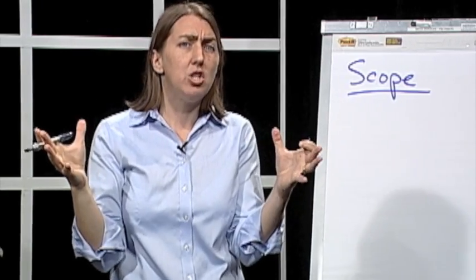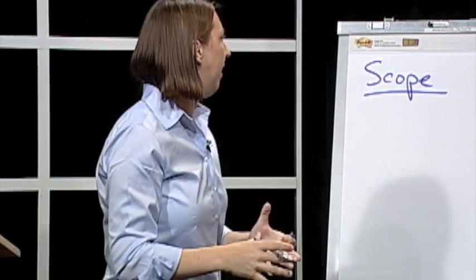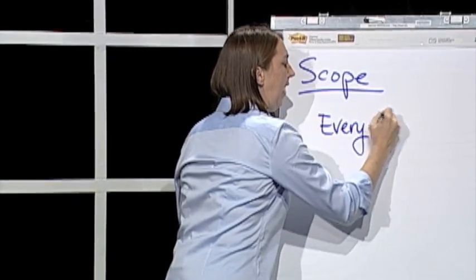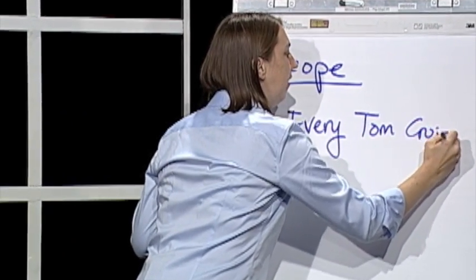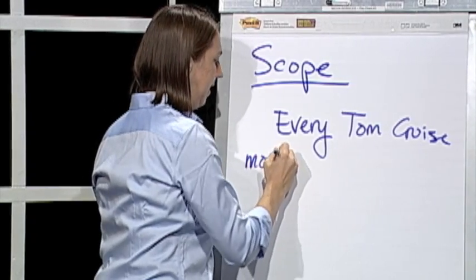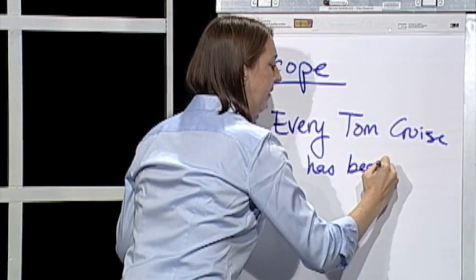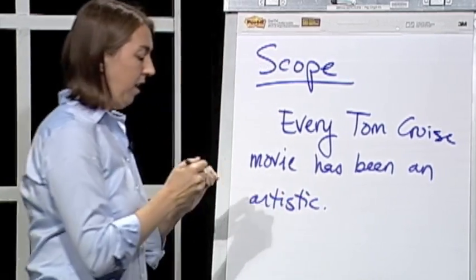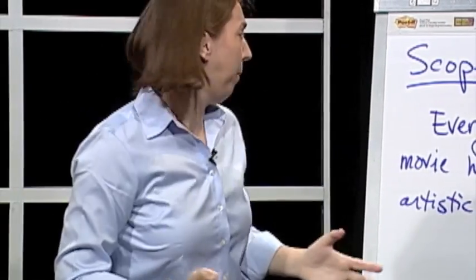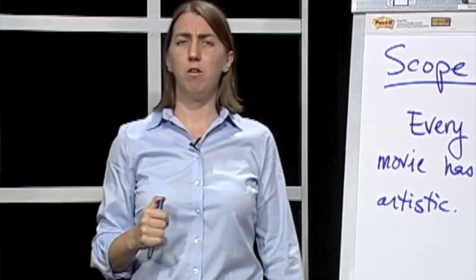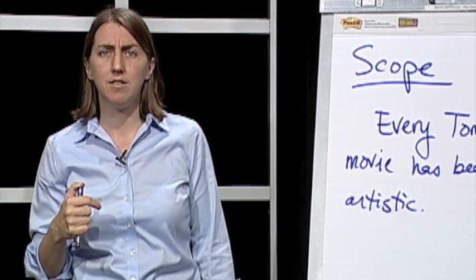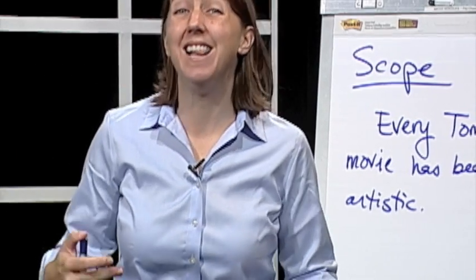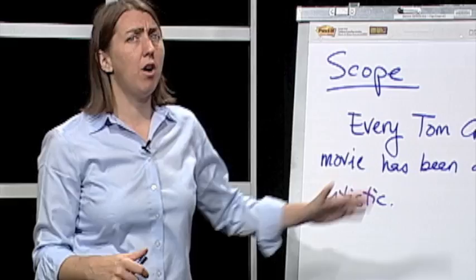Whether the scope of the conclusion is fairly broad or relatively narrow. Look, for example, at this claim that I'm going to make. Every Tom Cruise movie has been an artistic disaster. Now, that's a very large scope in a claim. If I'm going to persuade you that every single movie Tom Cruise has ever been in has been a complete and utter artistic disaster, I'm going to have to provide a lot of evidence because Tom Cruise has made a lot of movies. So this is a very broad scope.